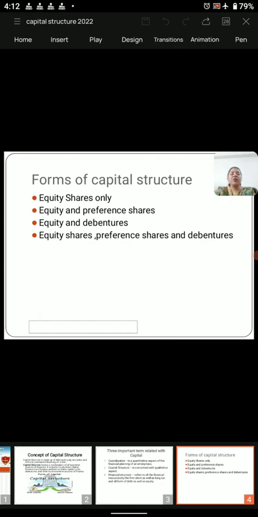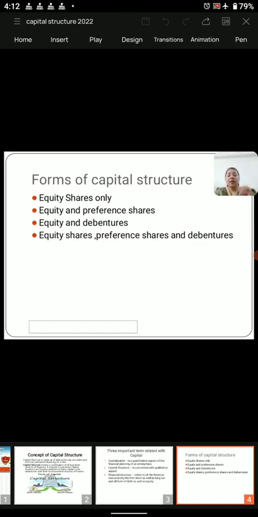Forms of the capital structure: there are four forms of the capital structure. These forms indicate from where the company can collect the fund. The company has to collect the fund for business operation purposes as per its convenience, the cost, the market availability of the fund, government policies, and the tax rate. These are some factors which should be considered while deciding the capital structure.